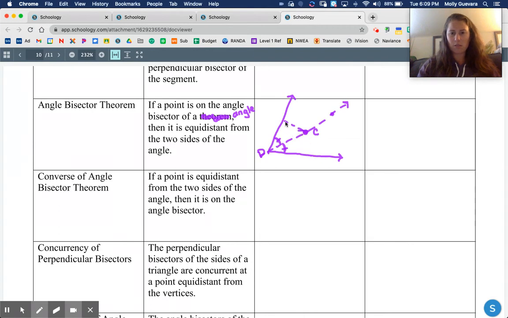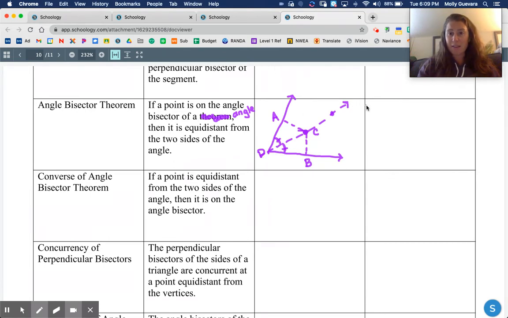Call it point C. So point C, if I draw a line to the side of the angle, like so, and then I draw a line to this side of the angle, like so, let's call this A and let's call this B. That tells me that this length and this length are the same because C is on the angle bisector. I could do another point out here and draw it, and it would be the same. Any point along this angle bisector.